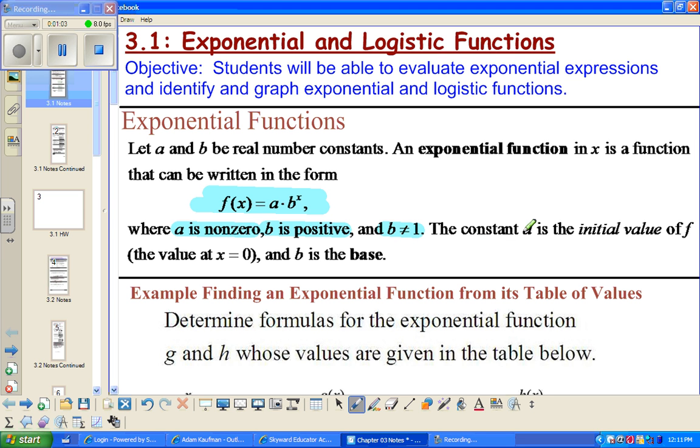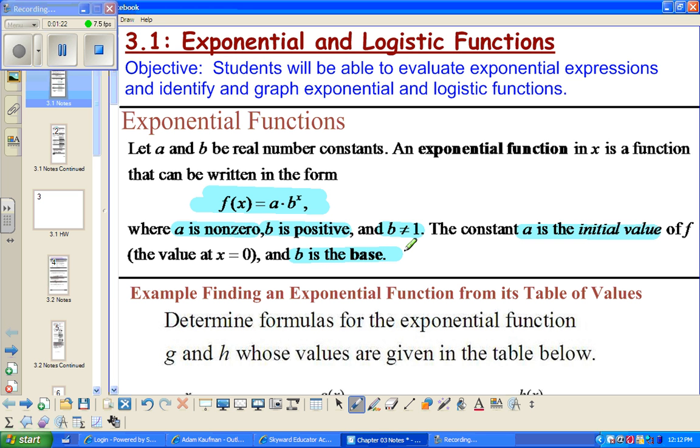The constant a, we call that the initial value of the function. In other words, that a value is the value you will have when x equals 0. That's why we call it the initial value, kind of like the starting value. And b is considered the base, as I mentioned.